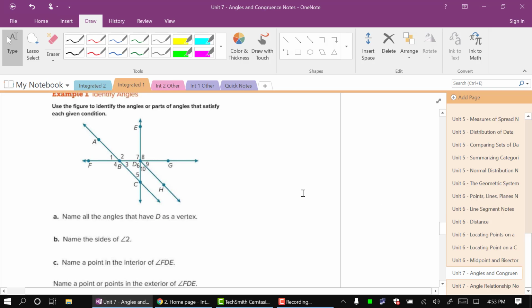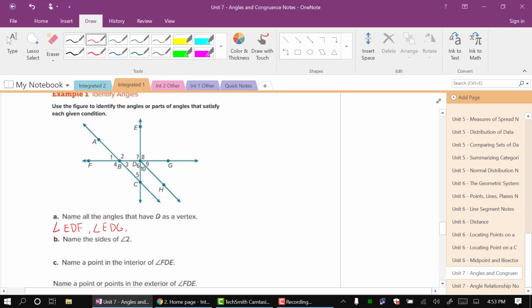We want to name all the angles that have D as their vertex. D is right here. So we want to name all angles that have that as our vertex. We have a bunch of different angles. One of the angles would be EDF. Notice that D, our vertex, is always going to be in the middle of all these. And then we have angle EDG.